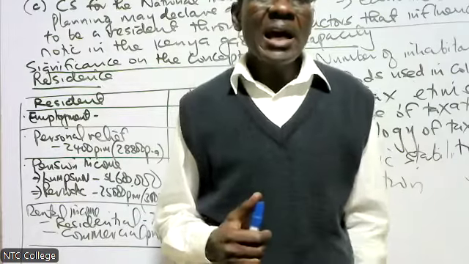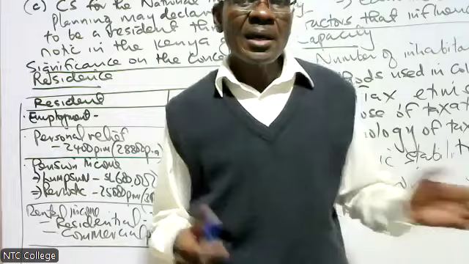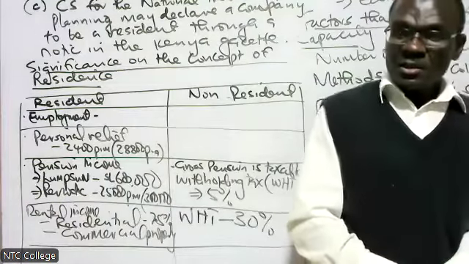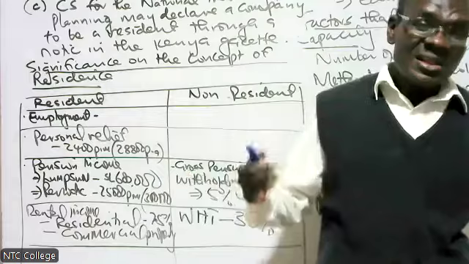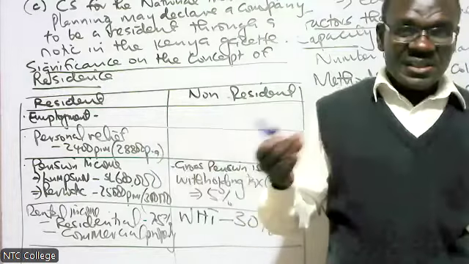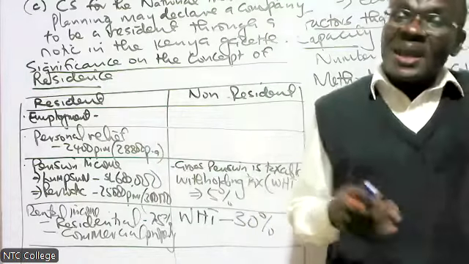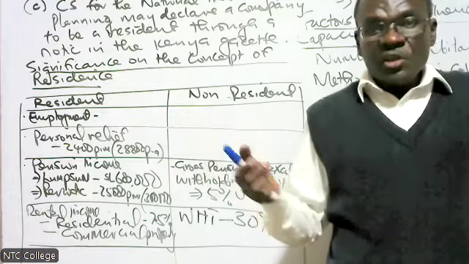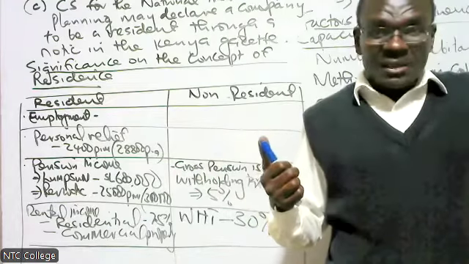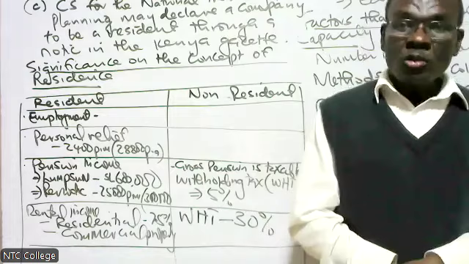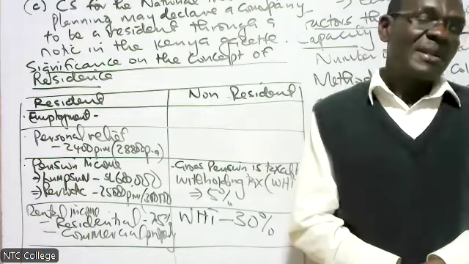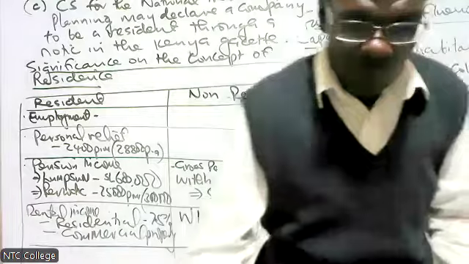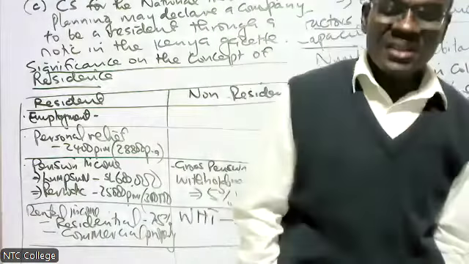Now, at least for that, KRA has changed the rates of tax, and now corporation tax is the same for both residents and non-residents, but it used to be higher for non-residents. It used to be 37.5%, so that an international or multinational company would pay more, but the government has reduced that to 30%. So it's now 30% for both. So that is the concept of residence.